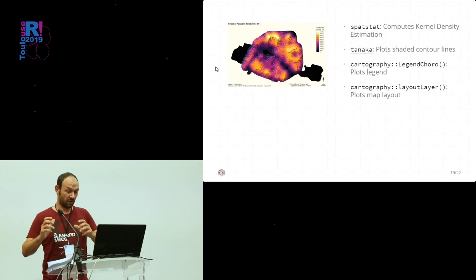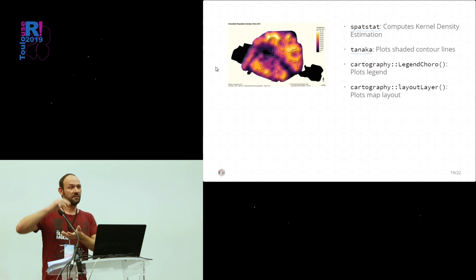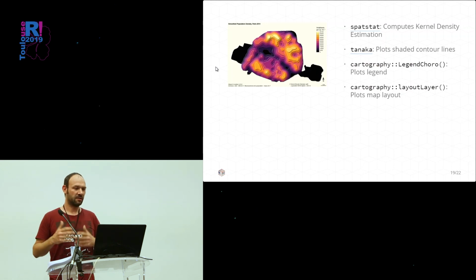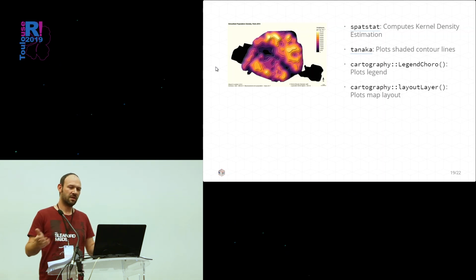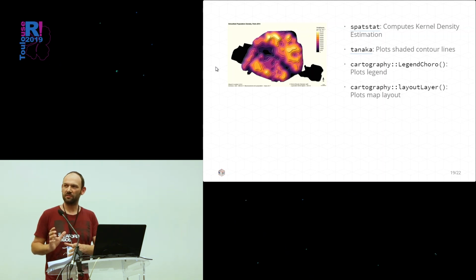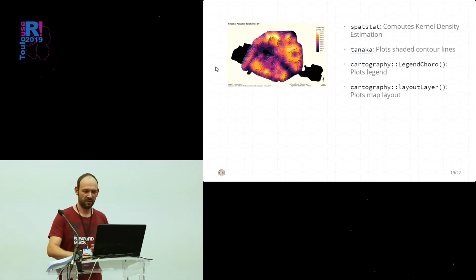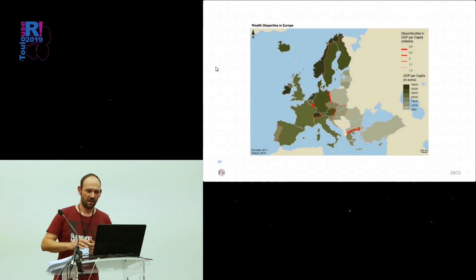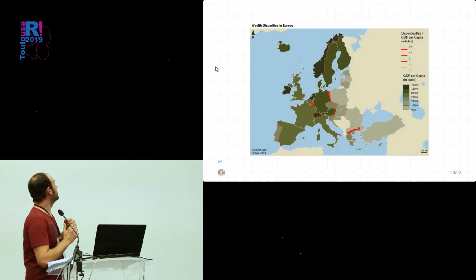It's a representation that gives an impression of levels, of relief. It's really nice. And then we only used legendChoro to plot the legend, so you don't have to plot the map and the legend together. You can plot them separately, and layoutLayer to plot the title and so on.